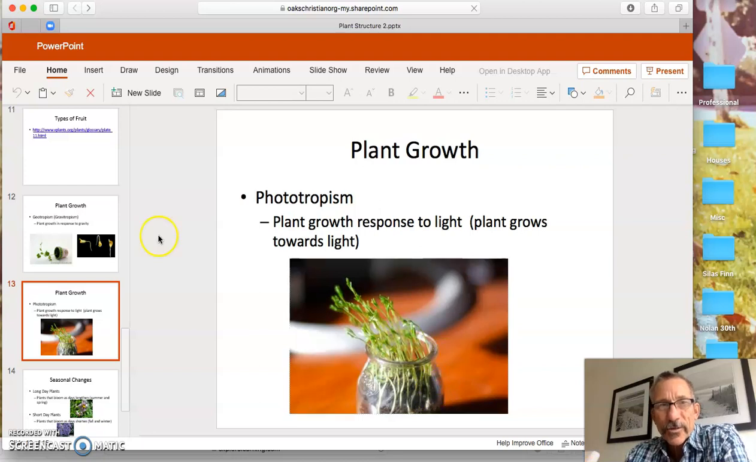So we've got the geotropism or gravitropism and phototropisms. So there's different kinds of growth patterns. Plants know which way to go. They're pretty smart.